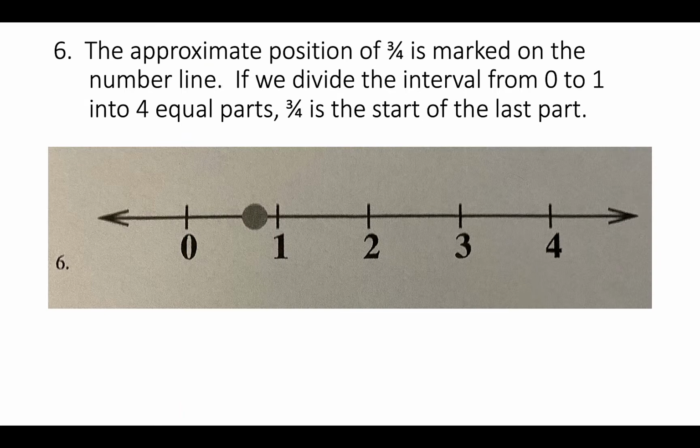This representation shows approximately where the number 3/4 would lie on the number line. If we divide the interval from 0 to 1 into 4 equal parts, 3/4 would be the start of the last part, which is approximately where that dot is.